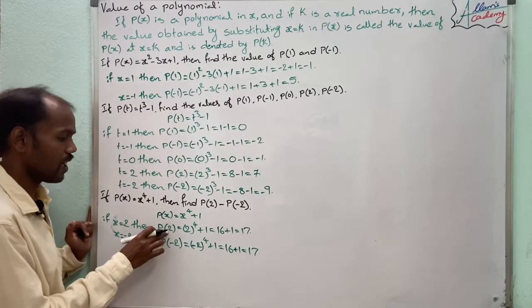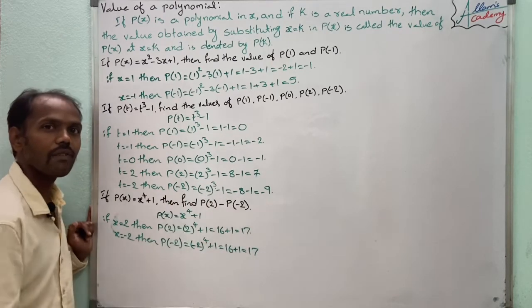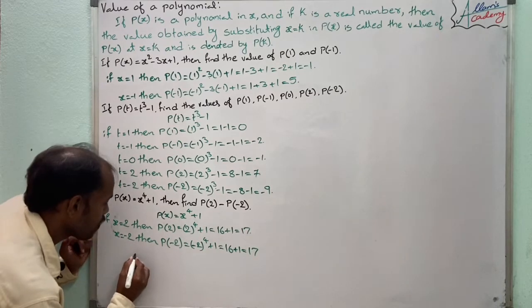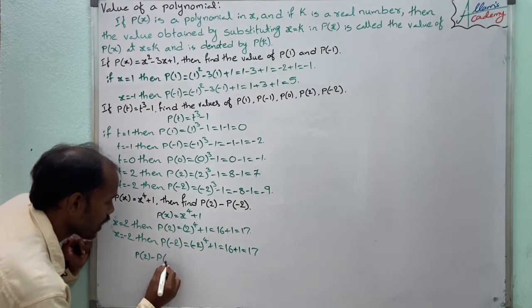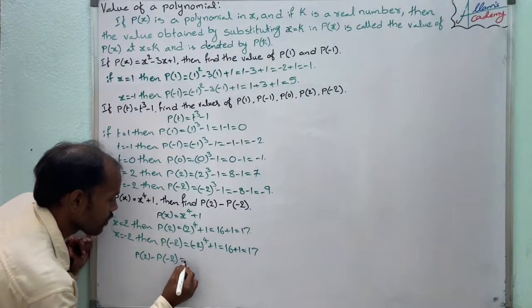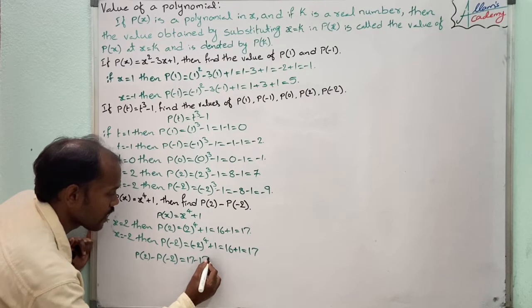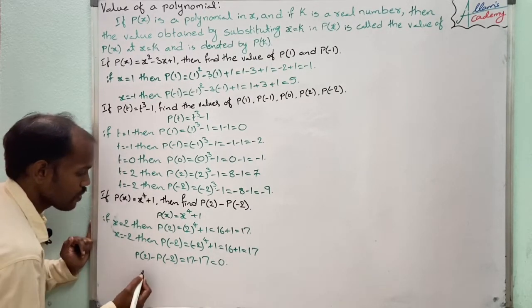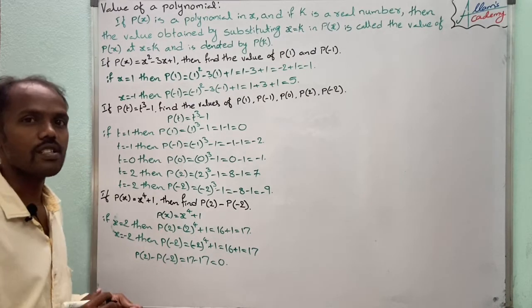So p of 2 we get 17, p of minus 2 also we get 17. Now subtracting these two values, p of 2 minus p of minus 2 equal to 17 minus 17. So 17 minus 17 equal to 0. So p of 2 minus p of minus 2 is 0.